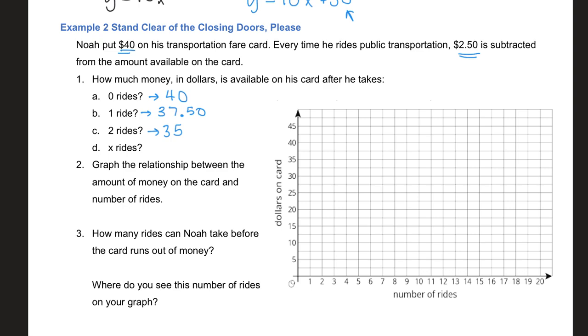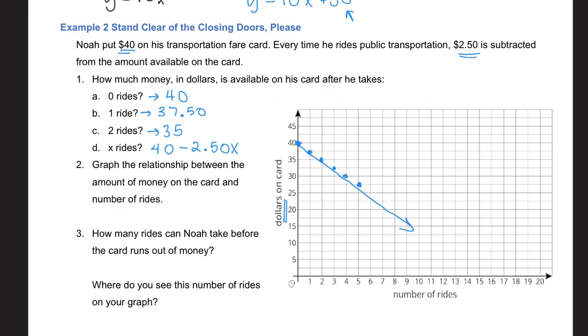And then after x rides, it would be the $40 he started with minus $2.50 times however many times he rode the public transportation, so that would be x. If we graph this relationship, we're starting at 40 because that is the amount that he had on his card to start. Then we'll be down at 37.5, then 35, and we're just going to keep moving down each time. Go ahead and plot a couple points and then connect with your line.